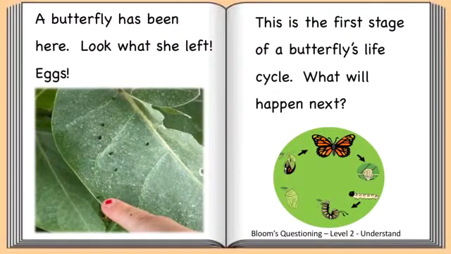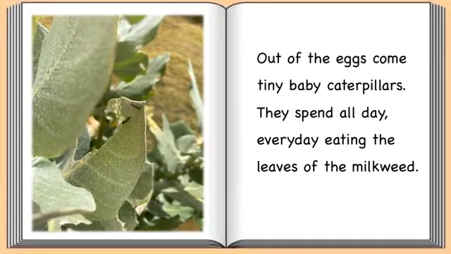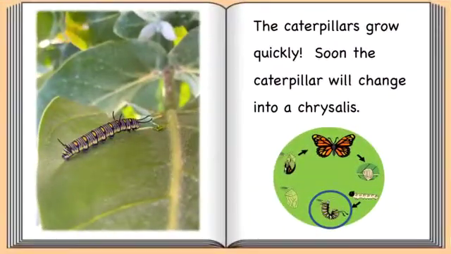A butterfly's been here. Look what she left. Eggs. This is the first stage of a butterfly's life cycle. What will happen next? Out of the eggs come tiny, baby caterpillars. They spend all day, every day, eating the leaves of the milkweed. The caterpillars grow quickly. Soon the caterpillar will change into a chrysalis.